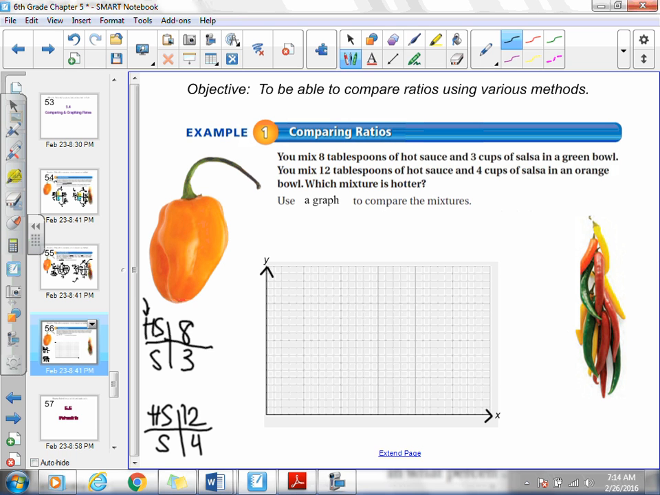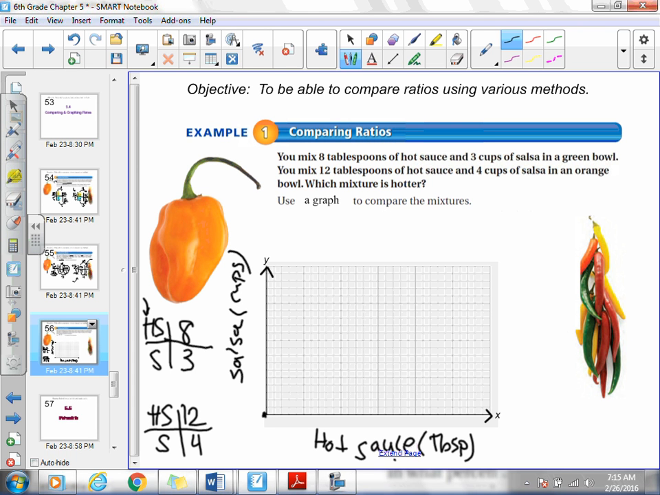pick one of your quantities, hot sauce or salsa, to be on the x-axis. So let's just put hot sauce on the x-axis. Hot sauce, and we're going to measure that in tablespoons. All right, and then our other one, our salsa, can be on the y-axis. If you had switched these around, you'd still be able to figure out the answer. So salsa is in cups. Be impressed by my sideways writing here. It's better than I normally do.